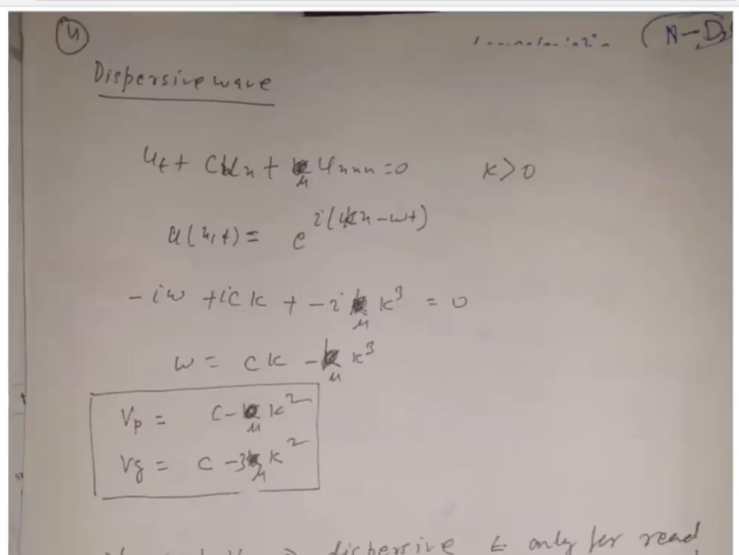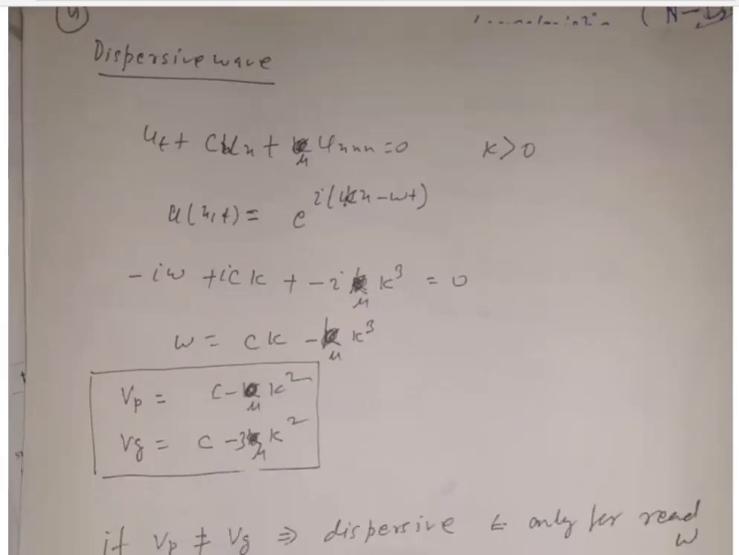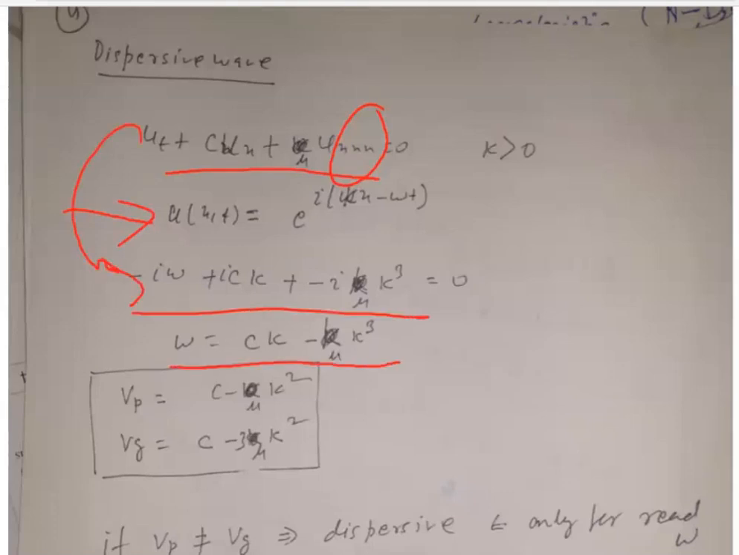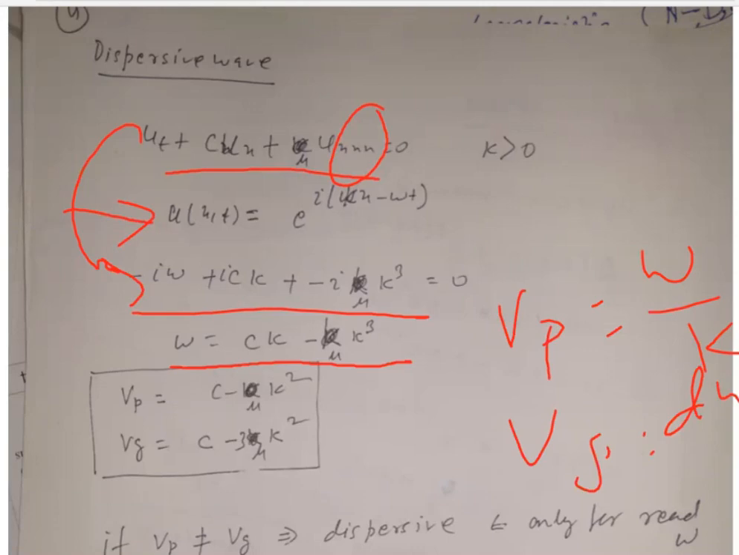Now look at the dispersive wave. So this equation has the third derivative. Assuming this solution, put it here and you get this, and you got W is equal to this. So Vp will be what? Vp will be W by K, and Vg is nothing but dW by dK, as we have seen in the beginning. So Vp is coming this, Vg is coming this. It means Vp and Vg are not equal. So this is the dispersive.